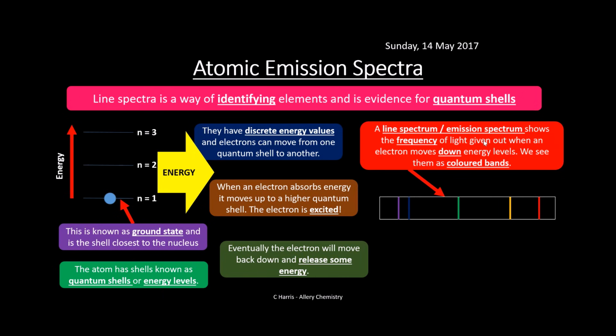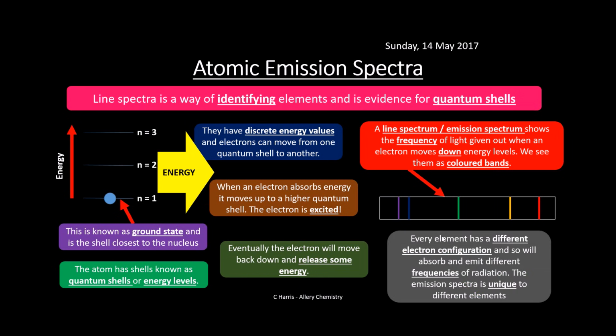So we get this line spectra, or we call it an emission spectrum, which is the frequency of light given out when an electron moves down energy levels, and we see them as coloured bands, which looks really pretty. It looks a bit like a barcode, and you can see all these different coloured bands here, red ones over here, and your violets and purples over here. Every element has a different electron configuration, and so will absorb and emit different frequencies of radiation. So the emission spectra is unique to different elements.